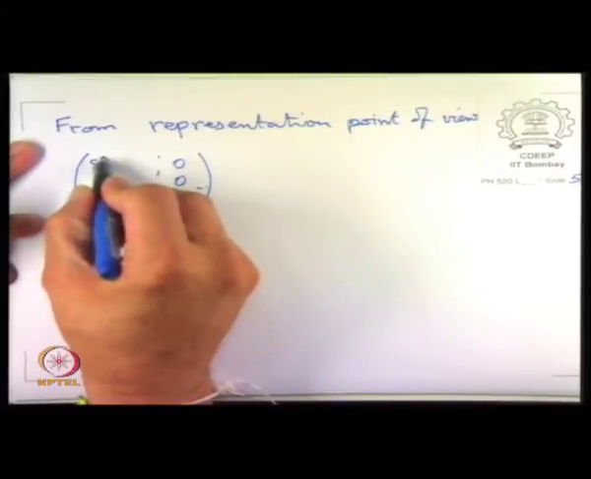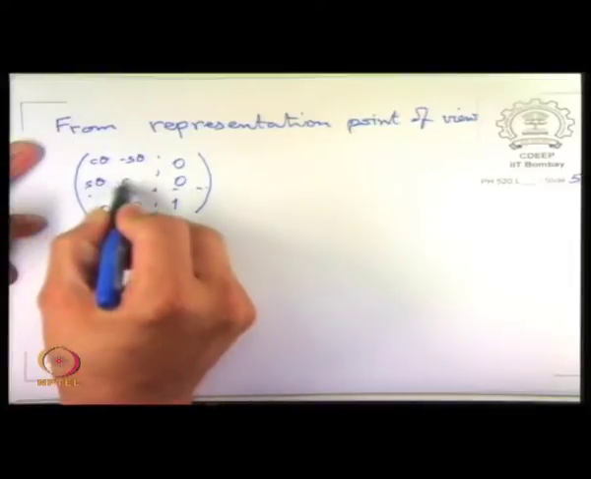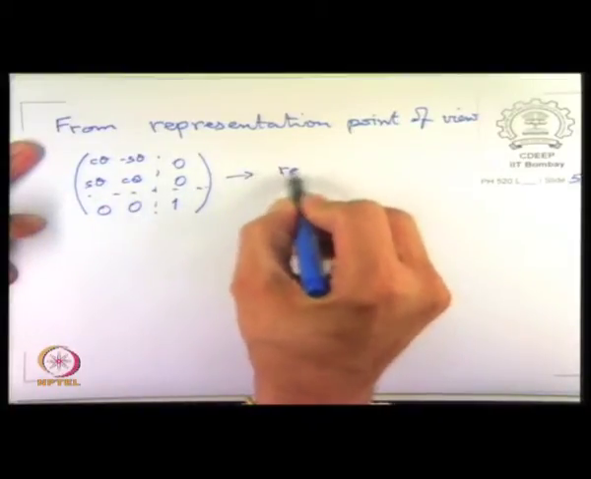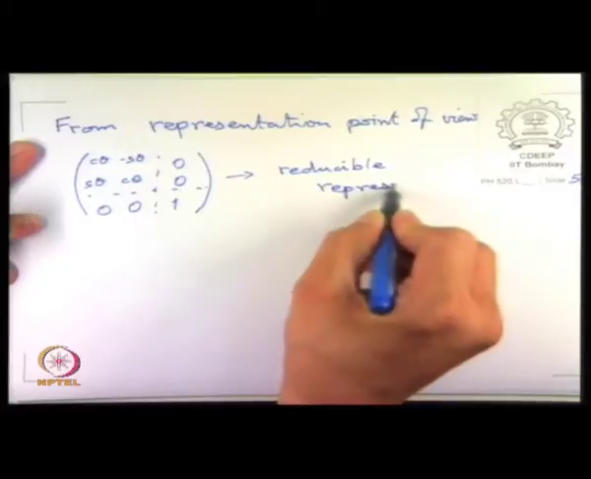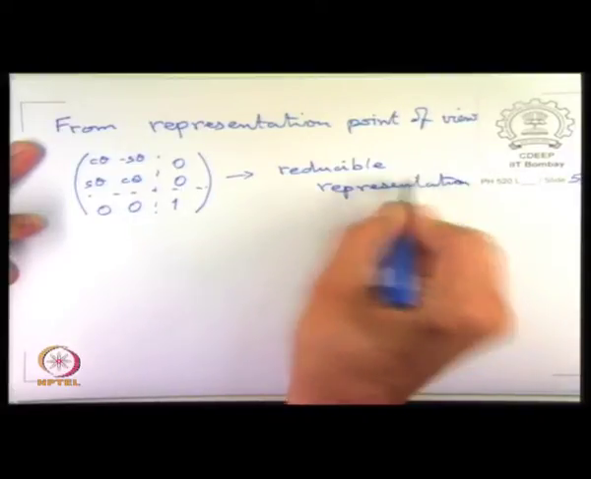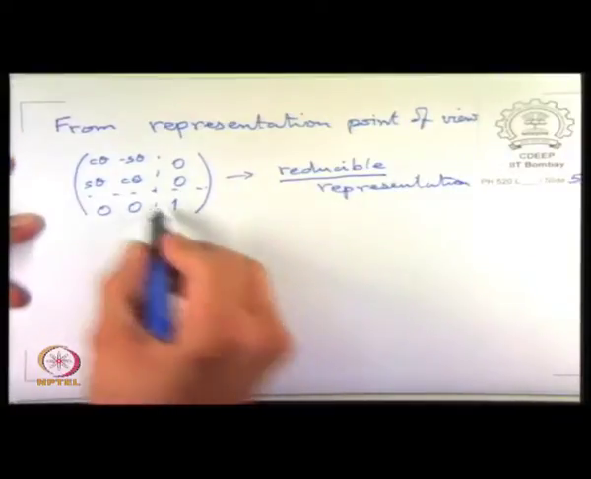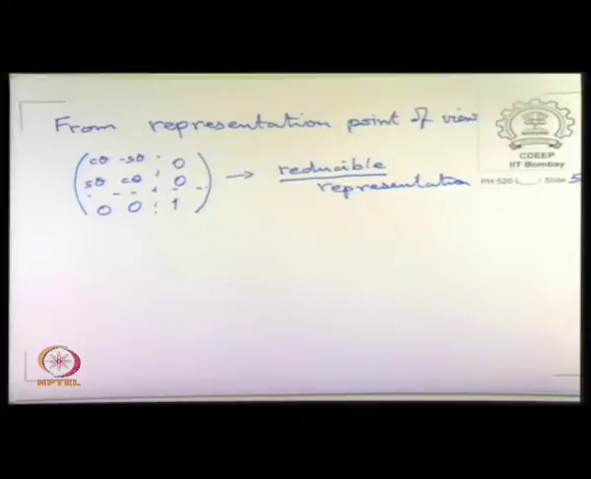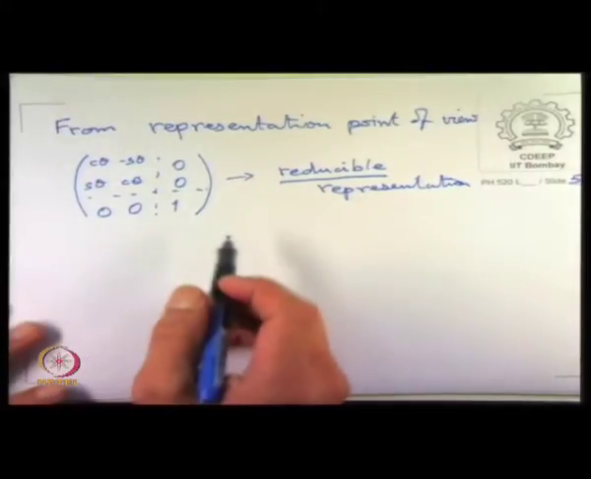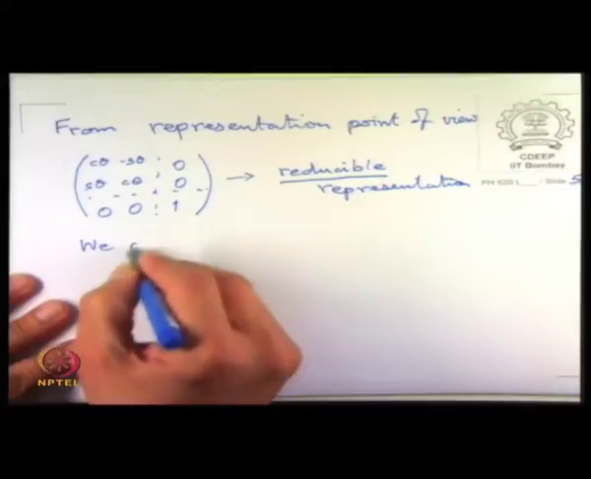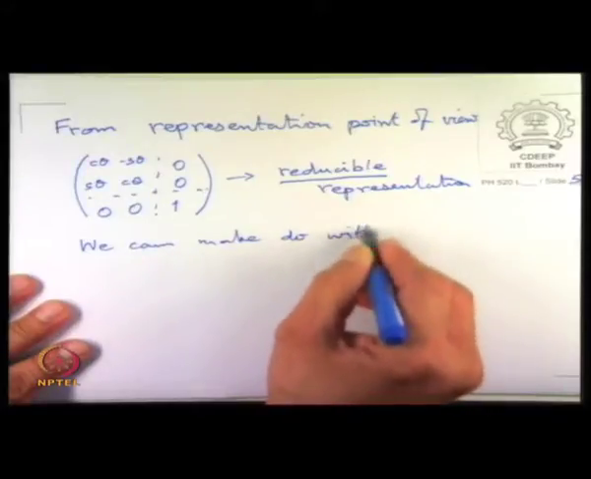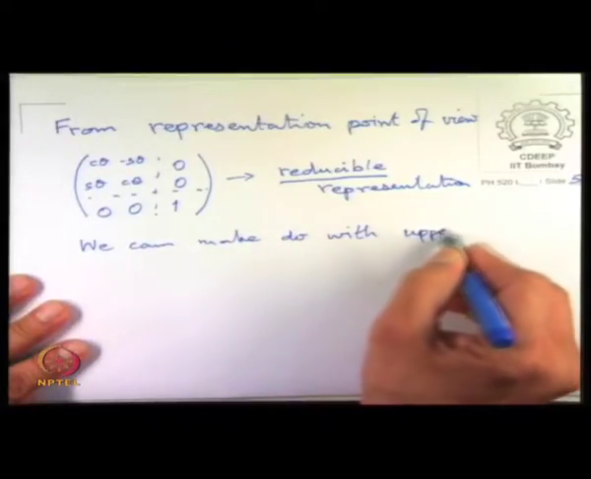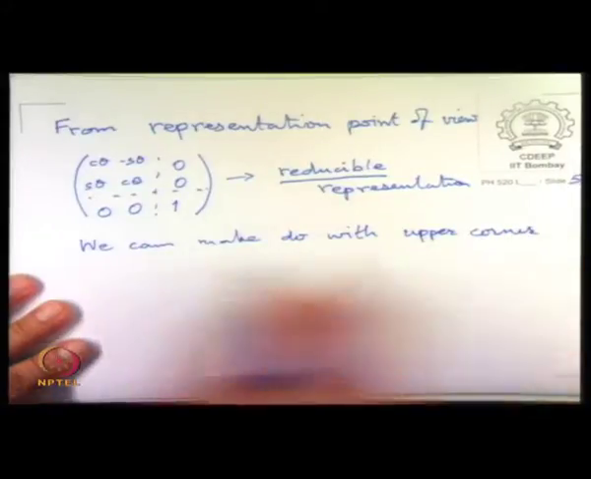with some cos theta, sin theta, cos theta is a reducible matrix or a reducible representation, in the sense that it seems to be two separate representations, not getting mixed with each other, doing their own business, and we could have with upper corner 2 by 2 matrices.